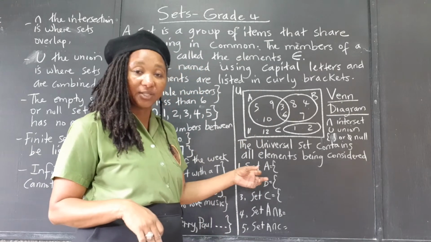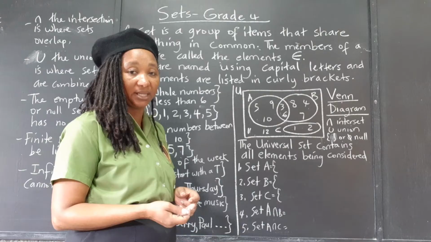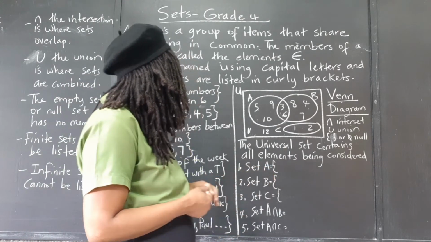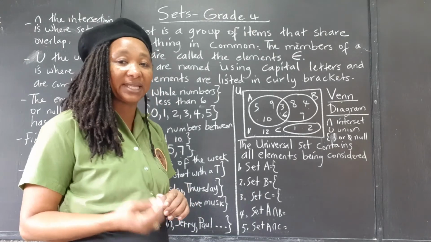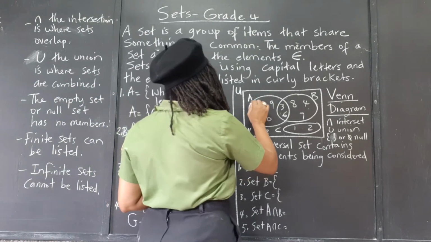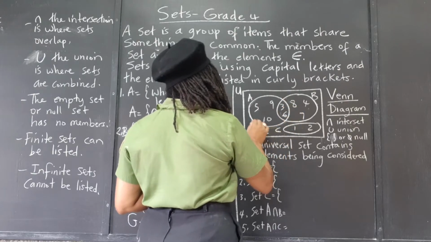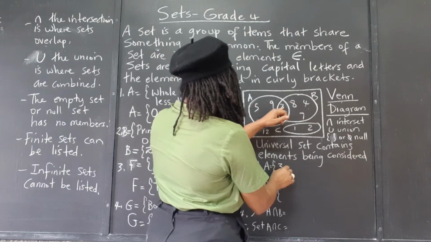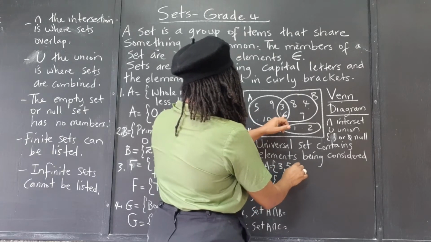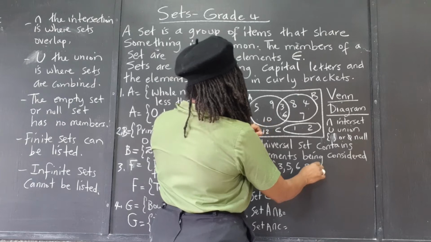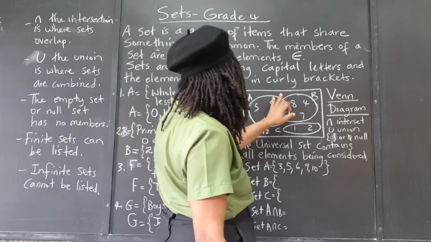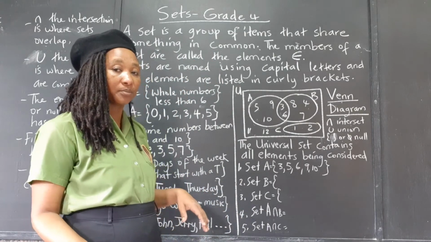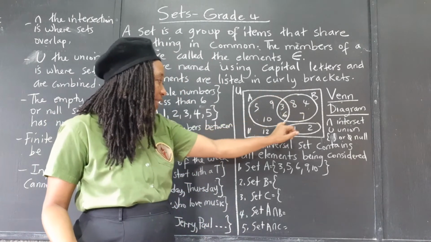and answer these questions. We're going to list the elements of set A. So what are the numbers that fall in set A? Remember, set A is all of this, all of that circle. So it will be 3, 5, 6, 9, and 10. All of those are in set A. So we're including the ones that overlap with set B. Everything in set A we're listing.